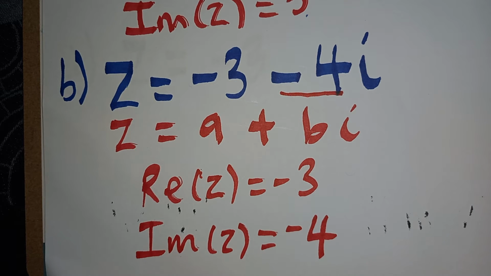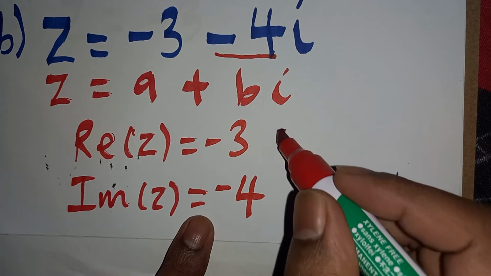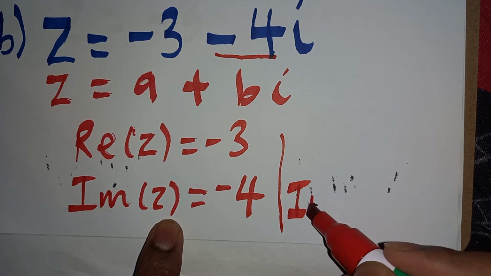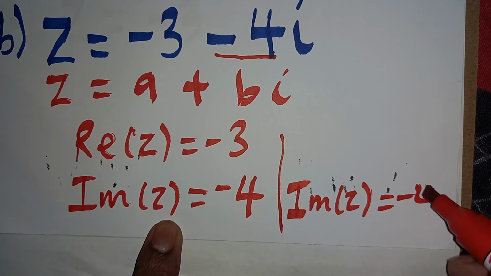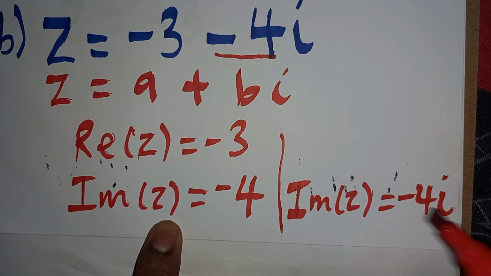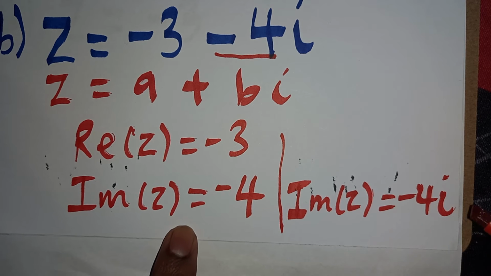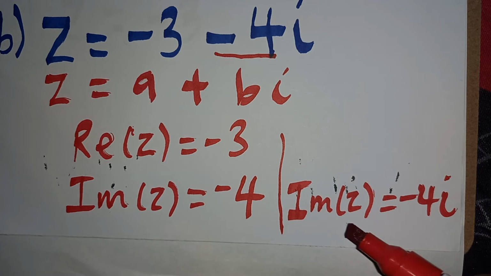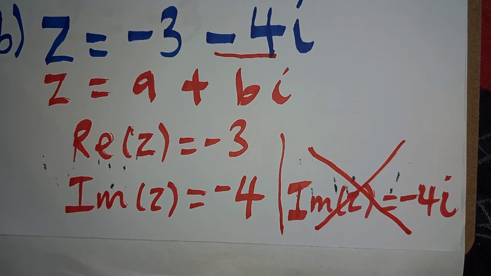Now sometimes students make a mistake. When they write the imaginary part, they write Im of z is equal to minus 4i, right? Now this is not the correct way of writing the imaginary part. You do not include the i here, right? When you include the i here, it is not the correct way of writing the imaginary part of z, right? So do not make this mistake.